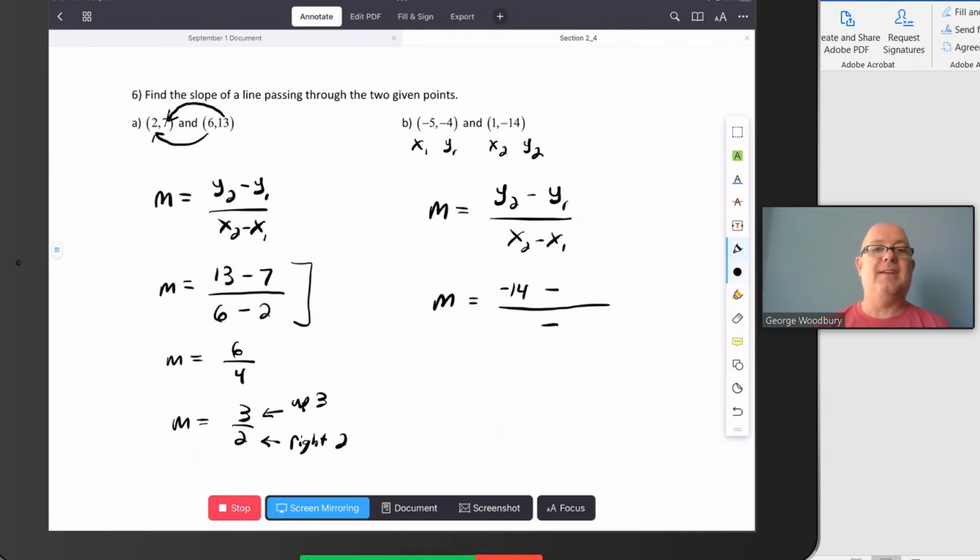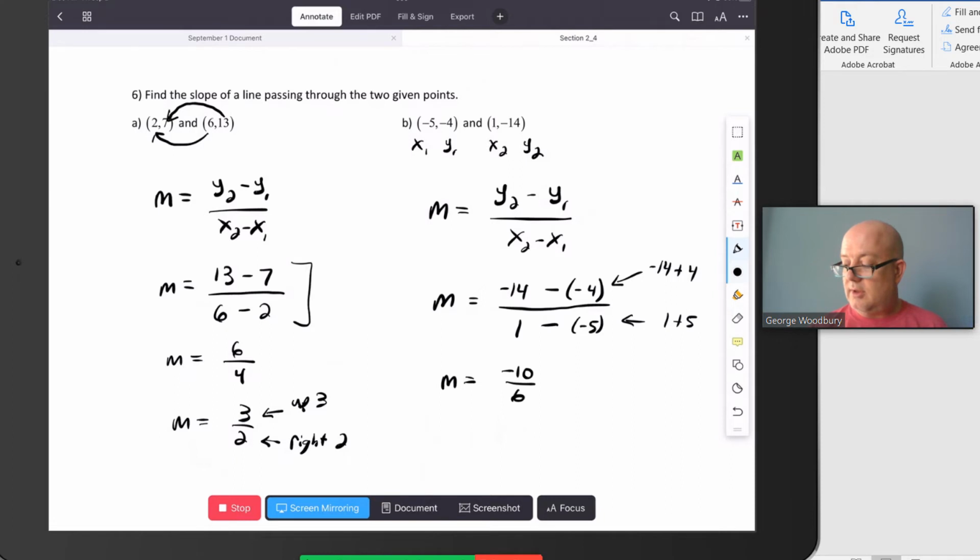And then y1 was -4, so I'm going to put that in parentheses. So now I'm subtracting -4. This is really the same as -14 plus 4. When we subtract a negative number, it's the same as adding its opposite, adding the positive value of it. In the denominator, x2 was 1 minus -5. Same idea, this is going to be the same as 1 plus 5. So negative 14 plus 4, that's negative 10. 1 plus 5 in the denominator is 6. And when we reduce that, we've got negative 5/3.